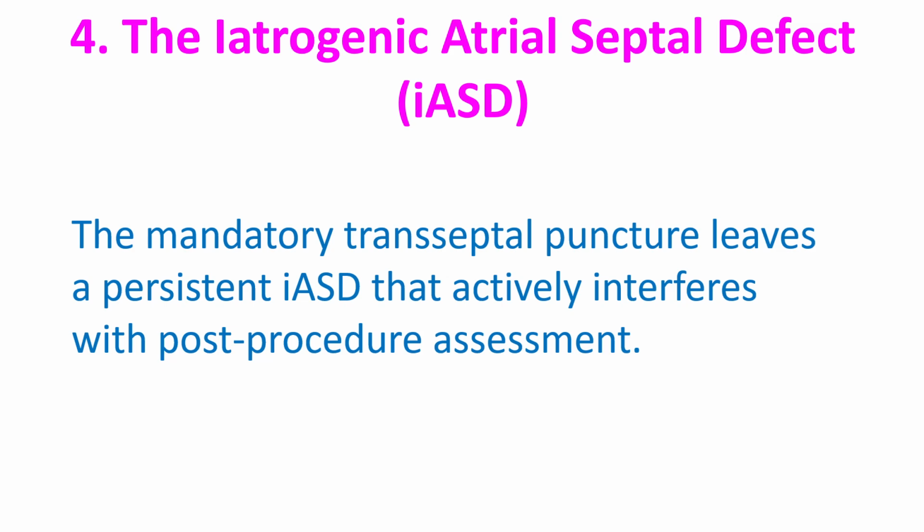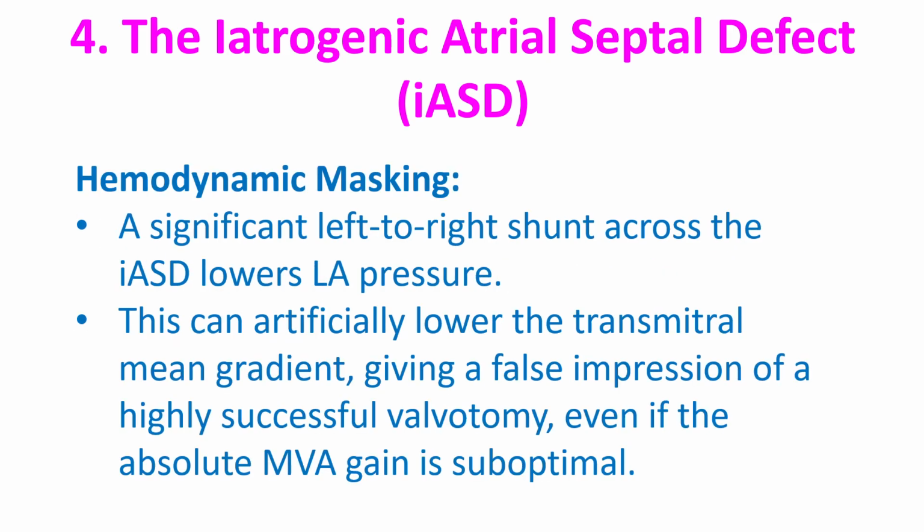The iatrogenic ASD. The mandatory transseptal puncture leaves a persistent iatrogenic atrial septal defect that actively interferes with post-procedure assessment. Hemodynamic masking. A significant left-to-right shunt across the ASD lowers LA pressure. This can artificially lower the transmitral mean gradient, giving a false impression of a highly successful valvotomy even if the absolute mitral valve area gain is suboptimal.